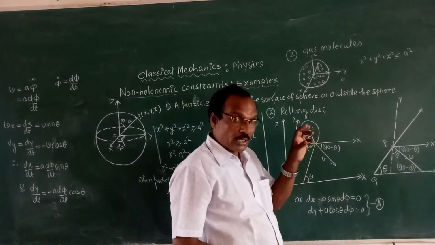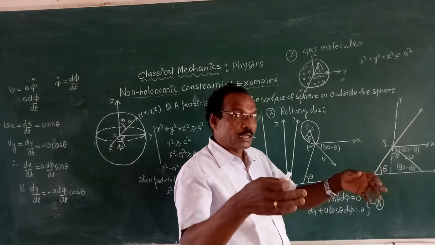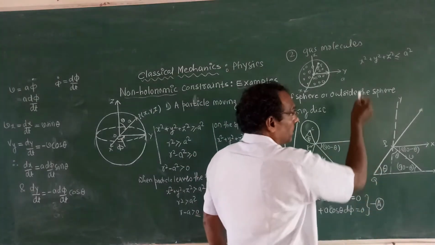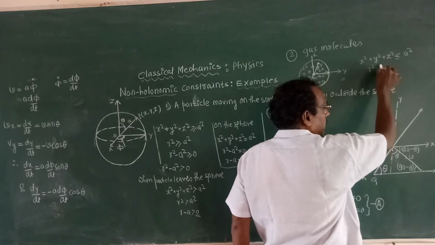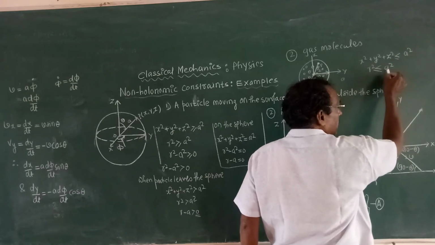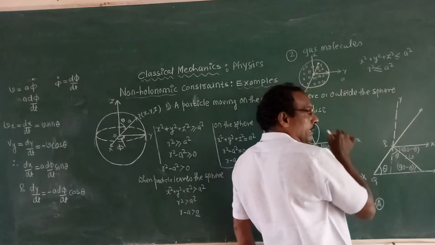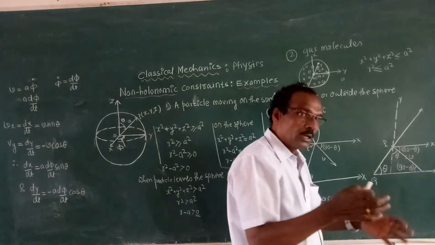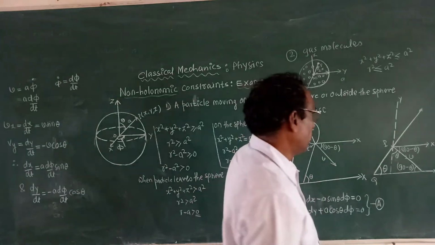Gas molecules here, in this case, are not allowed to go outside the container. So if I write r squared, the position vector, it is less than or equal to a squared. A is the radius of the spherical gas container, say for example a balloon or a ball which is spherical.